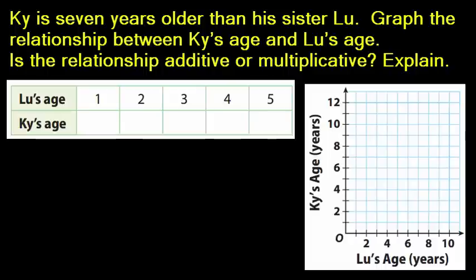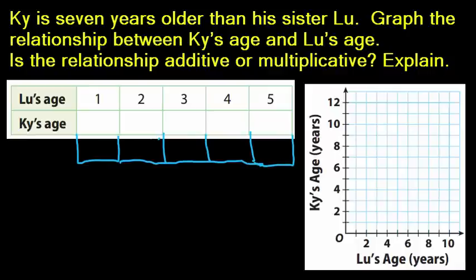Alright, so Kai is 7 years older than his sister Lou. Graph the relationship between Kai's age and Lou's age. Is the relationship additive or multiplicative? Explain. Okay, so Kai is always 7 years older. So my advice to you guys when you have a table like this is to make a third column. I'm just going to extend this out like this, and write the rule in here. So this is, I'm adding 7.